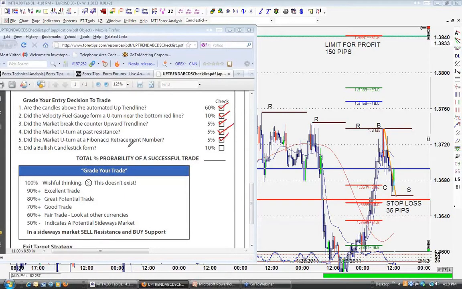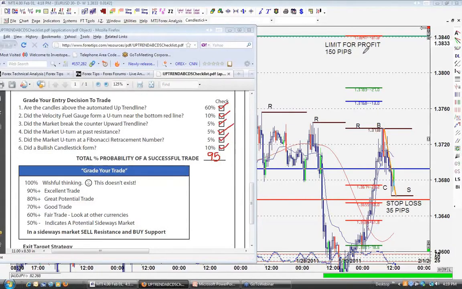Now the final question, is there a bullish candlestick formation? This green candle is a bullish engulfing candle. Answer is yes. By applying that analysis to the charts, we can now add up our probabilities, and this trade presents itself as being a 95% probable trade, risking 35 pips to target 150 pips in profits.